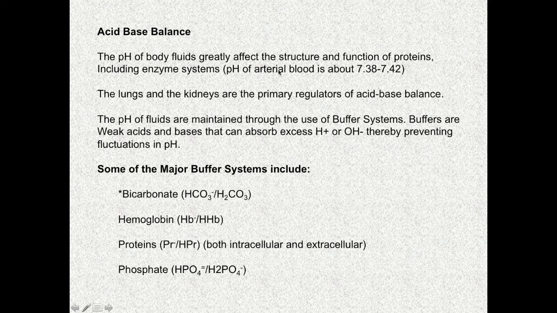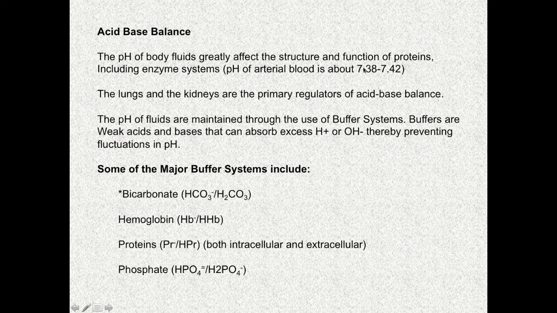So the pH of arterial blood is maintained in a range of 7.38 to 7.42. Every source that you find will quote something slightly different. Another range that you'll see later on is normal, 7.35 to 7.45. Okay, but somewhere within that fairly narrow range, all of our body fluids are actively maintained in that range.